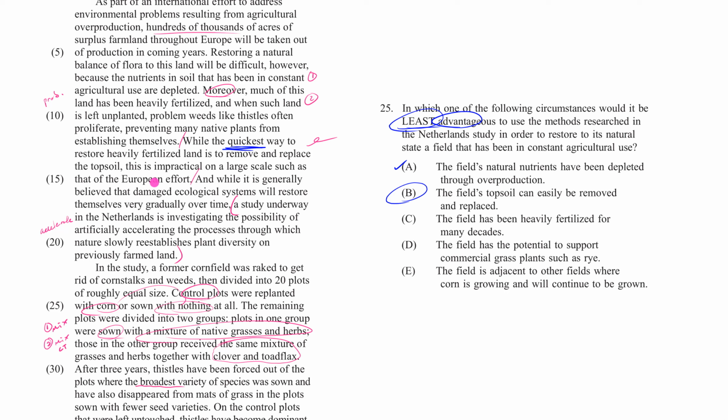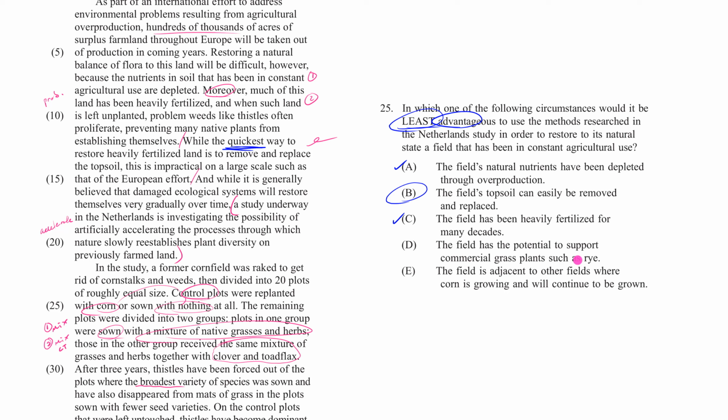You know, the reason why we can't do it is because hundreds of thousands of acres in this instance. But here, if you can easily do it, why don't you just do that? Field has been heavily fertilized, so that's the second problem, so good. I think this Netherlands study method will work. Field has the potential to support commercial grass plants such as rye.